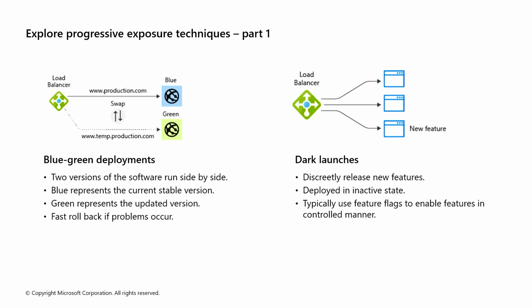Progressive exposure techniques in deployments help manage risk and ensure smooth rollouts by gradually exposing new features or changes. We'll cover four main techniques: blue-green deployments, dark launches, feature flags, and deployment rings.